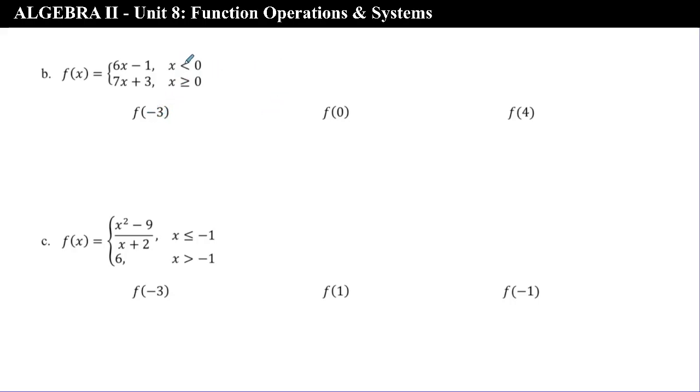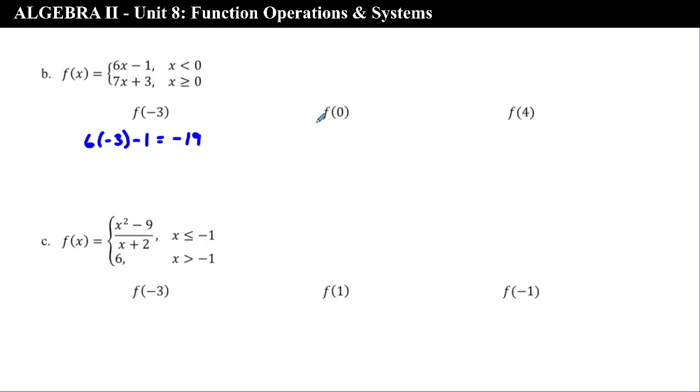So f of negative 3, we're going to use this part of the function, this first line, because x is less than 0. Negative 3 is less than 0. So we're going to just plug in to that part. So 6 times negative 3 going in place of x. And when you do that math, you end up with negative 19.